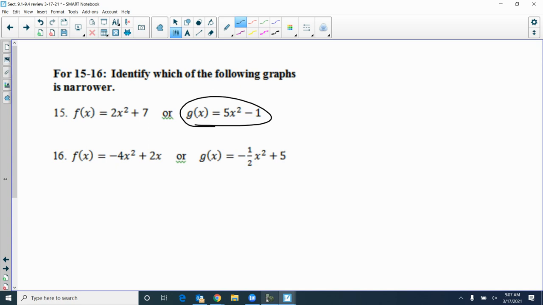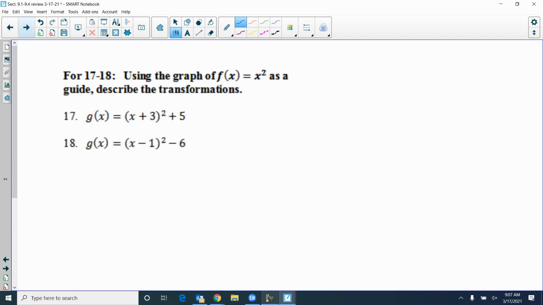Wider or narrower, is that? F of X, okay. You really just ignore the negative, or you take the absolute value of the number in front of the X squared, and then the higher the number, the steeper it is, okay? So that's good. Those two are going to be narrower. 17 and 18.